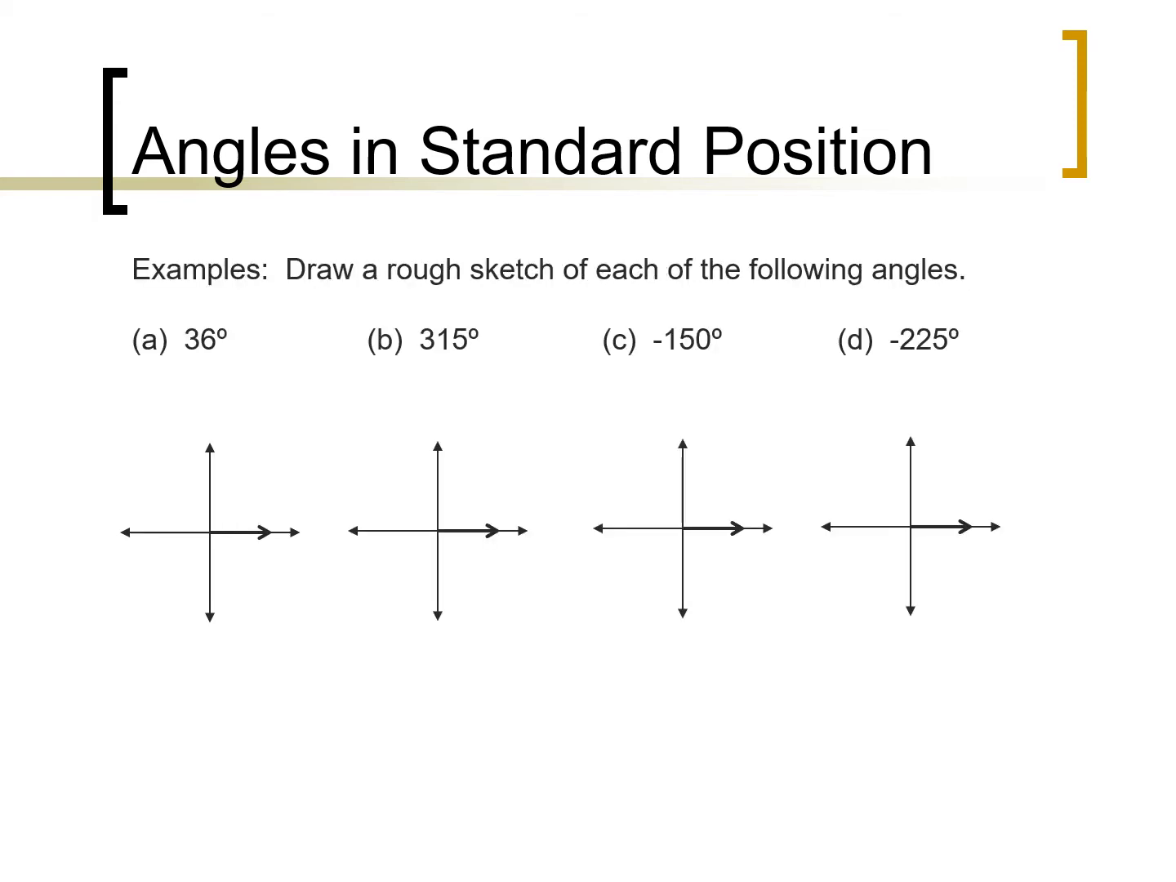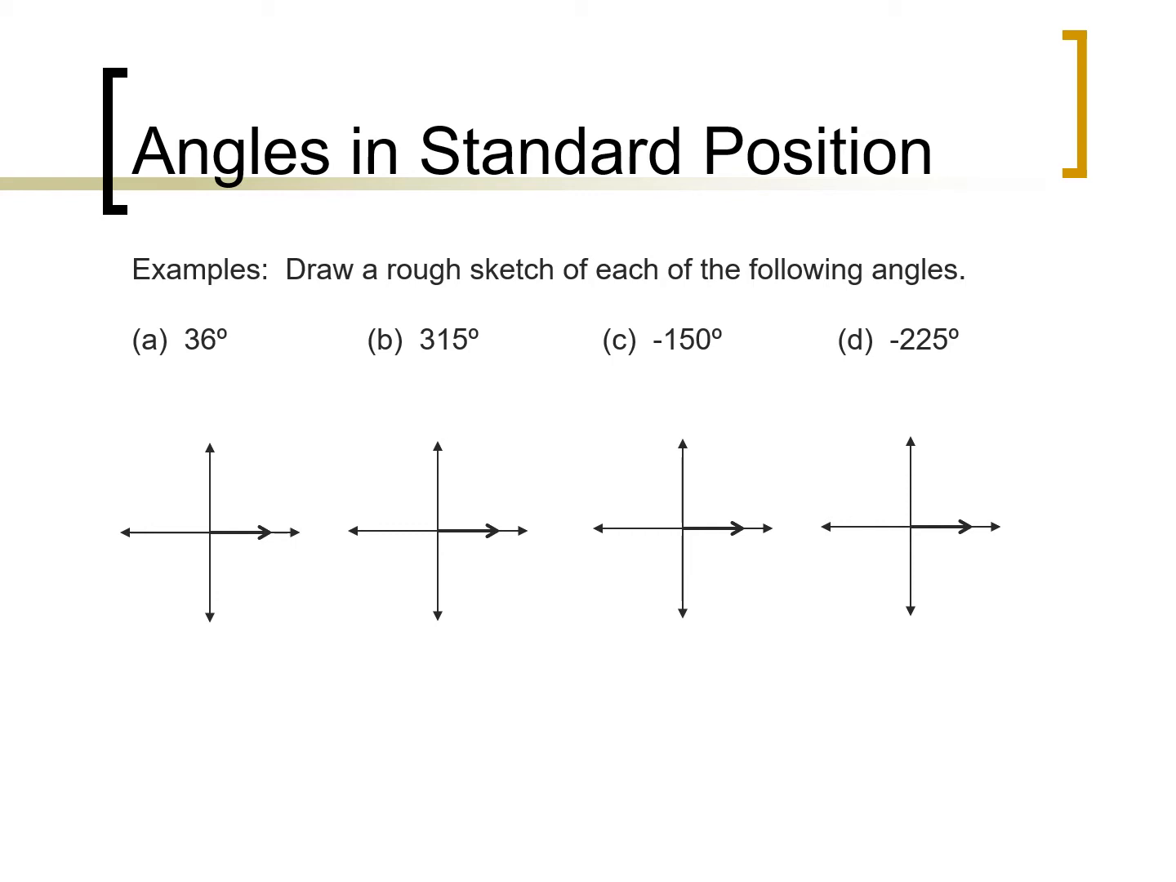So what we're going to try to do now is draw some rough sketches of a couple angles. By rough sketch, what I mean is I need to see the initial side of the angle. Those are already drawn in on those 4 little sets of axes. And I need to see the terminal side of the angle, and then I just need to see how we were spinning our initial side to get to our terminal side. So here's what I mean by this. 36 degrees. First of all, this is a positive measurement of an angle, which means I'm going to spin my initial ray in the counterclockwise direction.